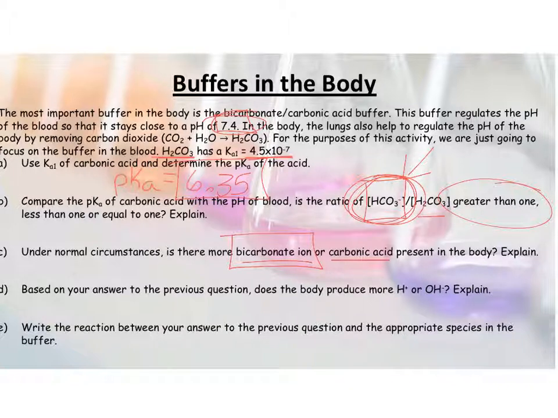Based on that, is our body producing more H pluses or OH minuses? Our body naturally has the buffer system with a high concentration of bicarbonate in it. The bicarbonate is going to react with H pluses, and in turn, make more of that carbonic acid. So we definitely have a high concentration of H pluses in our body. And I already answered E because I already wrote the equation.